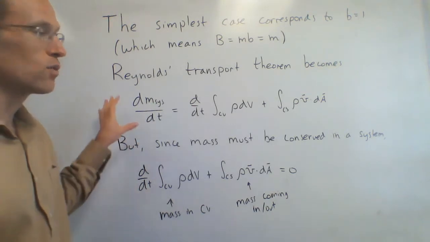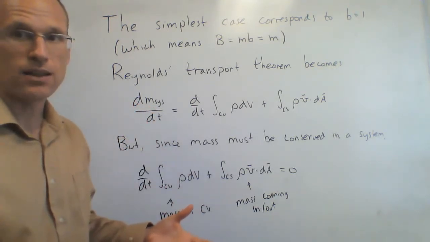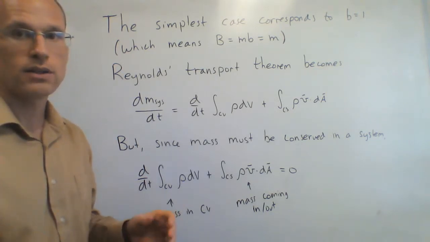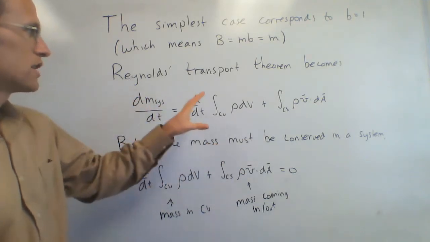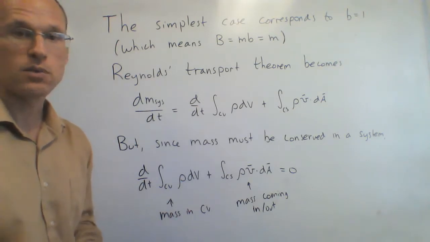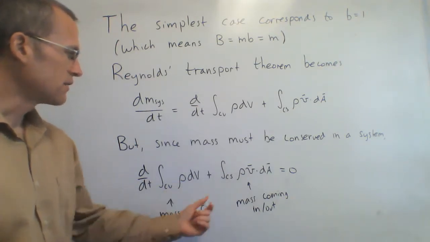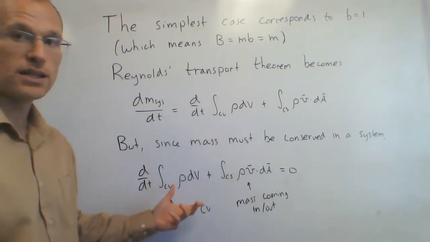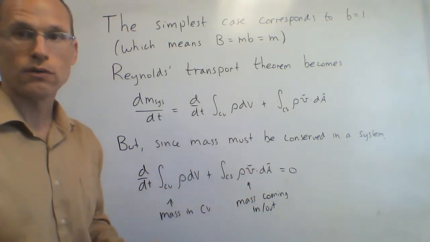Then what I know from this equation is that I have a system. A system can't lose or gain mass. That's conservation of mass. So because my system cannot gain or lose mass, this derivative has to be 0. So because that derivative has to be 0, these two things have to add to 0. And physically what that means is I have some mass in my control volume, and I have some mass coming in or out. The change of mass in my control volume has to equal whatever net mass comes in or out of the control volume.